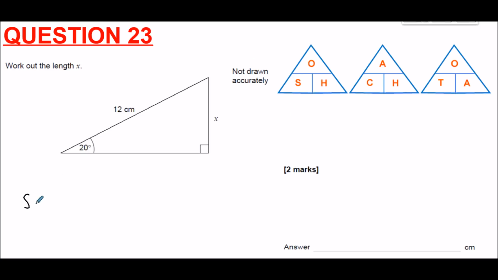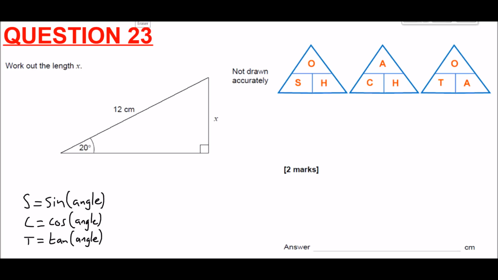So S stands for sin of whatever angle we're talking about. C stands for cos, again with your angle in brackets, and T stands for tan of whatever angle we have in the question. So the angle we've got here is 20 degrees. You'll always have a right angle for using trigonometry in this GCSE. So work out the length x.